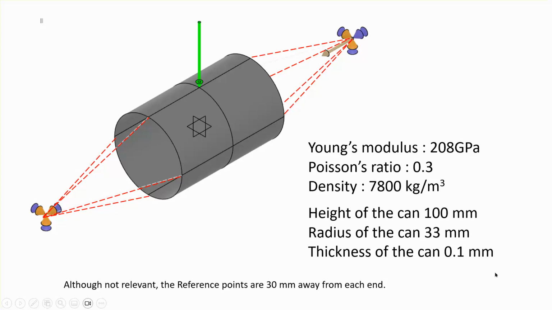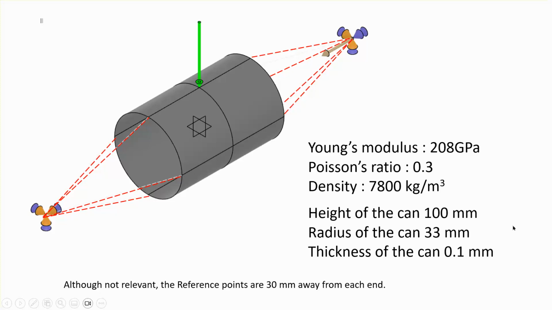Now, in the YouTube analysis with the ABAQUS CAE program, the professor does it as a linear or static analysis, static buckling analysis, and then repeats that with a dynamic, implicit dynamic buckling analysis, and that's why you need the density here.